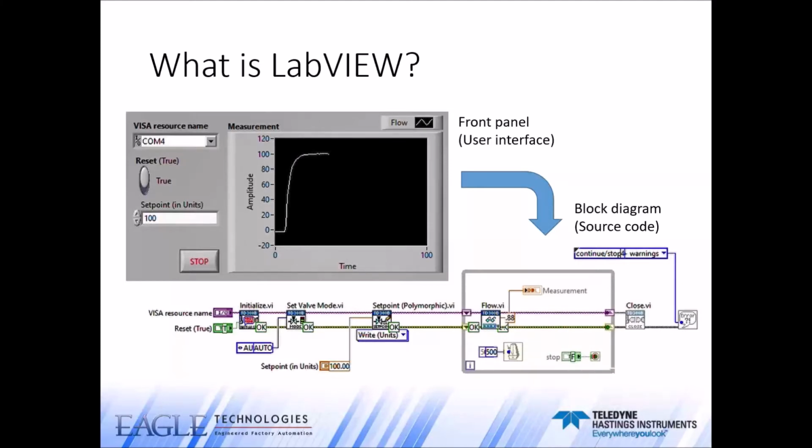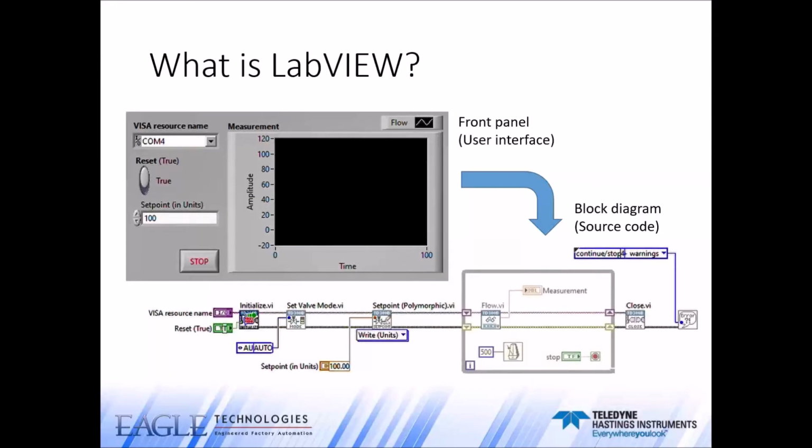LabVIEW programs or subroutines are called virtual instruments or VIs. Each VI has three components: a block diagram, a front panel, and a connector pane. This last one is used to represent the VI in the block diagram of other calling VIs. The front panel contains controls and indicators. Controls are inputs that allow a user to supply information to the VI, while indicators are outputs that display the results based on the inputs given.